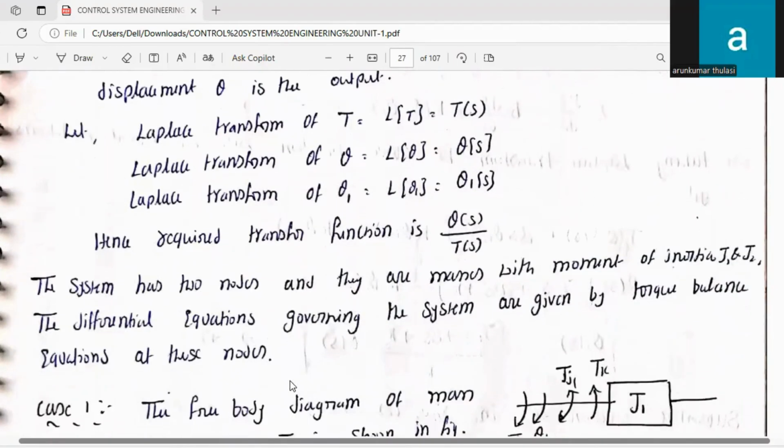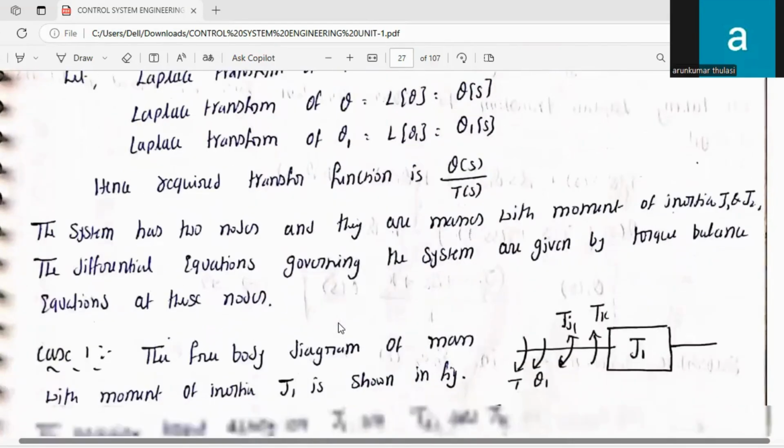The system has two nodes, and they are masses with moment of inertia J1 and J2. The differential equations governing the system are given by the torque balance equations at these nodes J1 and J2. The balance equation is based on the sum of applied torques being equal to the sum of opposing torques, which is given by Newton's second law. We can obtain the transfer function by solving these two differential equations with respect to J1 and J2, so let's see them one by one.